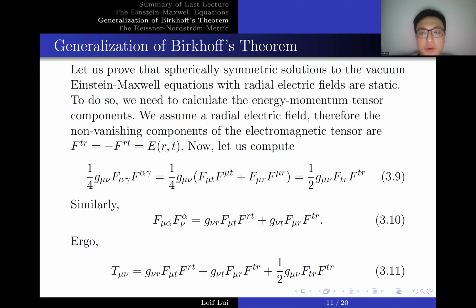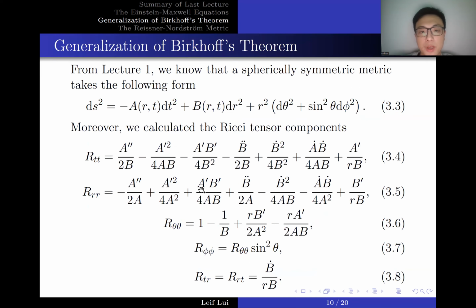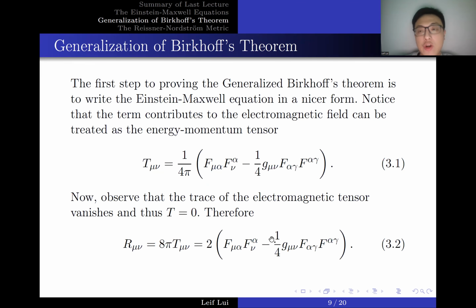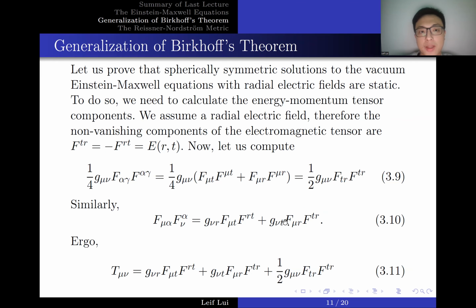So now let us compute these two terms. The reason we want to compute them is quite simple: they are involved in the energy momentum tensor term. By assuming that the electric field is radial, we can get quite a nice expression. Since the electric field is radial, there are only the mu t and the mu r components, right? But recall that when we have repeated indices, we need to sum over all indices. So let us do that first. Let us sum over the index.